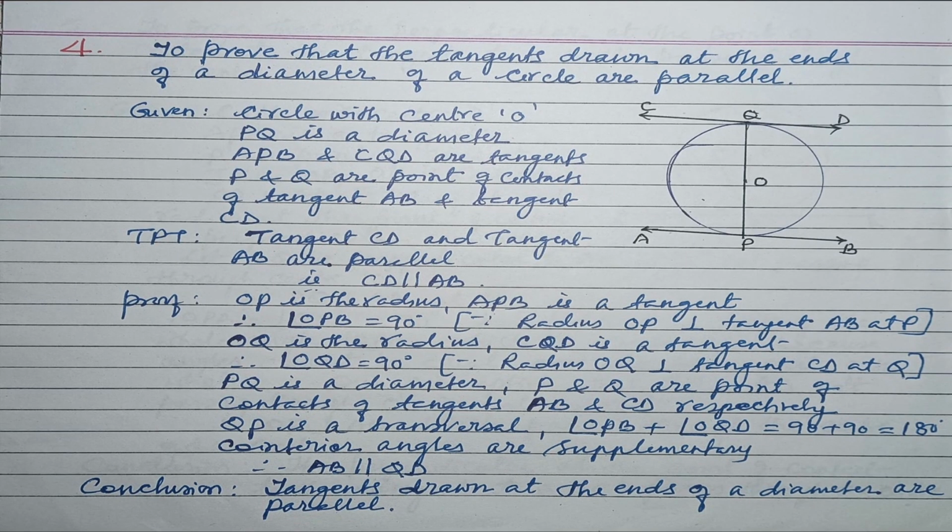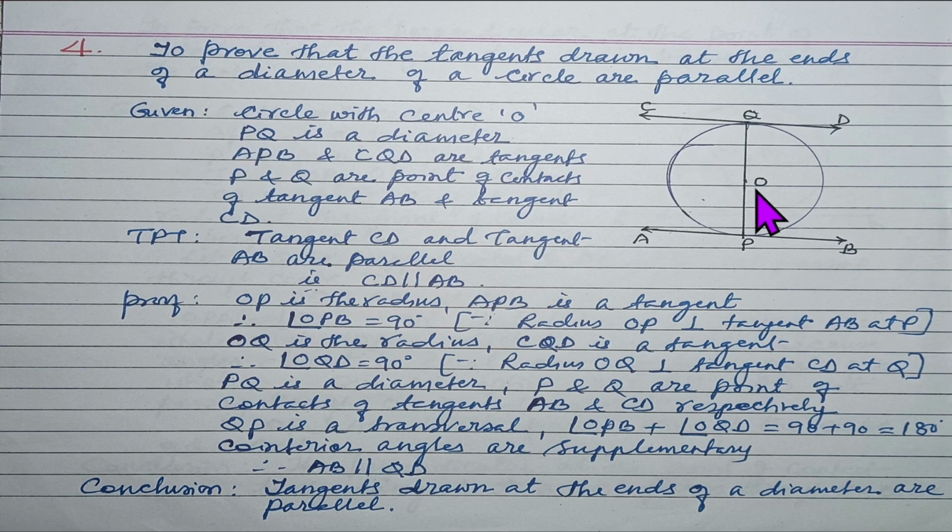Try to remember that. Now here in the fourth example, we have to prove that the tangents drawn at the ends of a diameter of a circle are parallel. That means we are given a circle with center O, and APB is the tangent, CQD is the tangent at the ends of the diameter. Now we have to prove that these tangents APB and CQD, which are drawn at the ends of the diameter QOP or QP, are both parallel. So let us understand how to do that. Let us go through the example again.